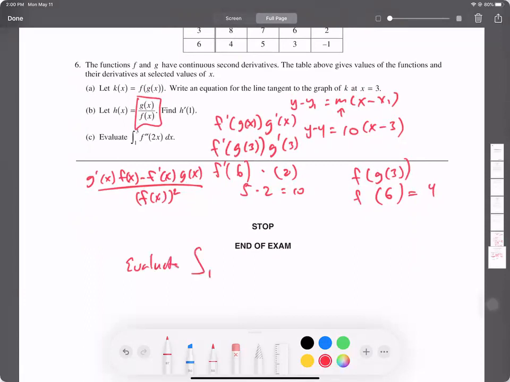Now, the last one, evaluate. This feels like a fundamental theorem of calculus rule. We know an integral and a derivative, in essence, cancel each other out. They should undo each other. Let me think, what's another way we could explain this? Since I know they do cancel each other, we're going backwards.